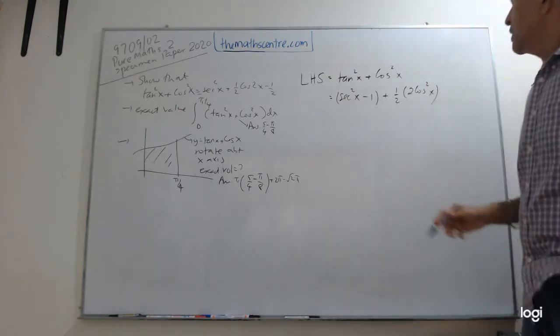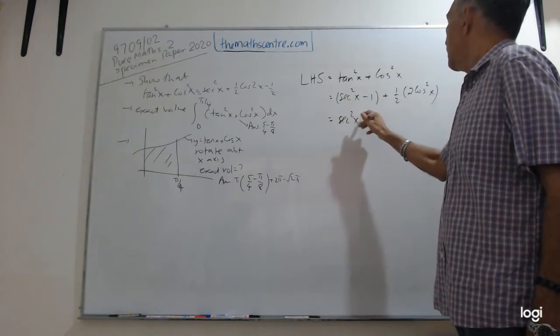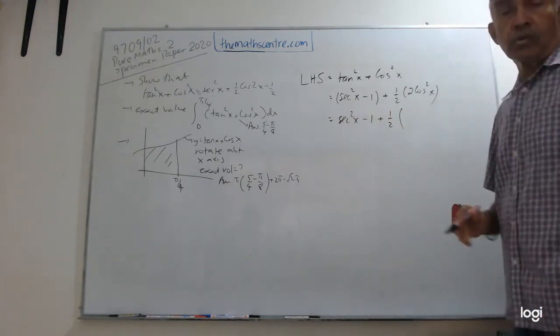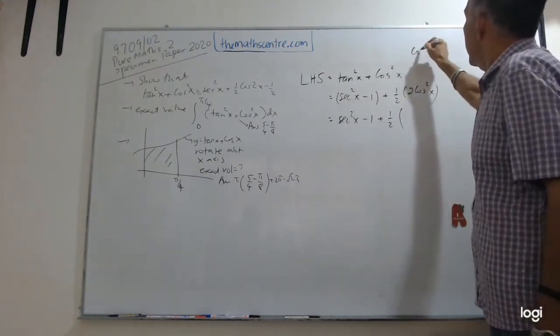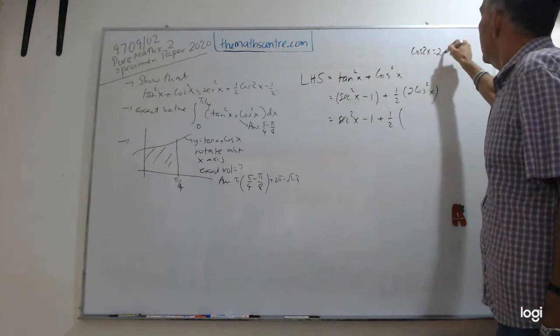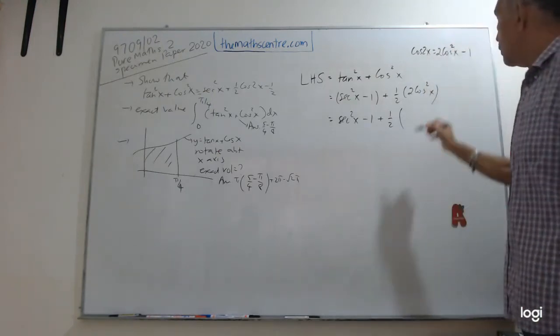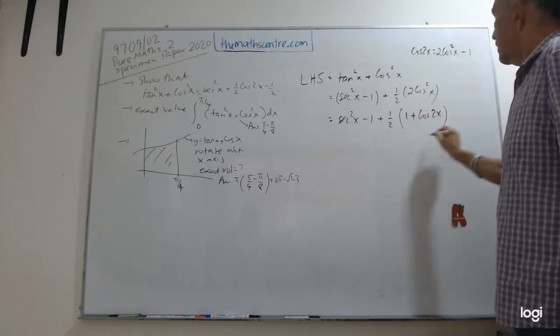So now I have secant squared x minus 1 plus half of, remember cos 2x is 2 cos squared x minus 1. Let me write it here. Cos 2x is 2 cos squared x minus 1. Therefore 2 cos squared x will be 1 plus cos 2x.